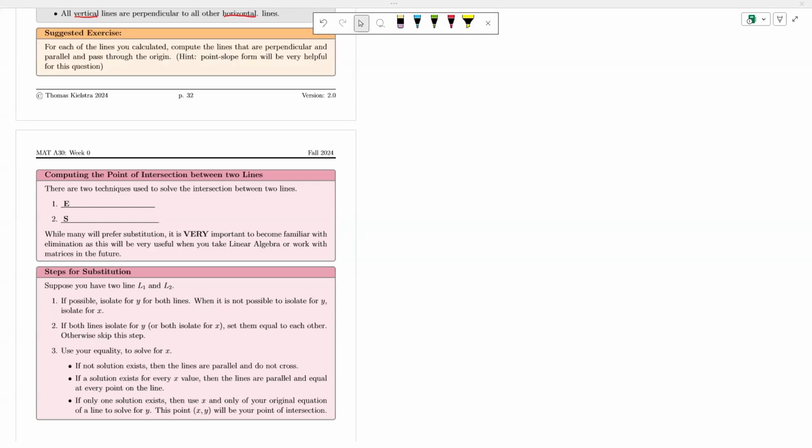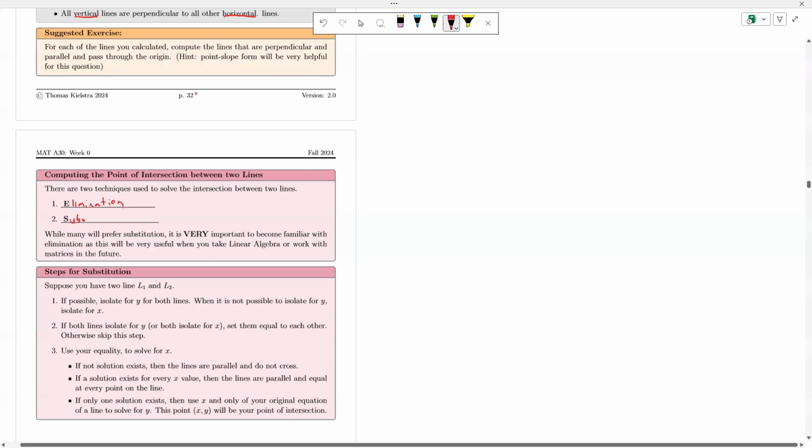Now that we've reviewed lines and talked about how we can have parallel and perpendicular lines, an important thing to discuss is how to solve for when two lines intersect. There are two techniques that are typically used to solve for the intersection between two lines. These techniques are called elimination and substitution.